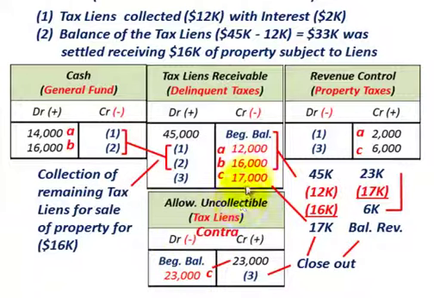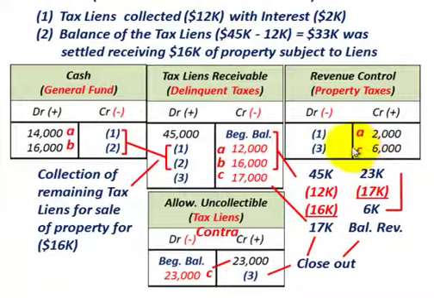So let's look at where that's going to go. That's going to go into our revenue control, where we're going to credit or increase our revenue control by $6,000. So we have $23,000 in our allowance account, and then the difference: we have $17,000 in our tax liens receivable delinquent tax account. So we have $6,000, and that balance is going to go to revenue. So we're going to actually increase our revenue by $6,000.